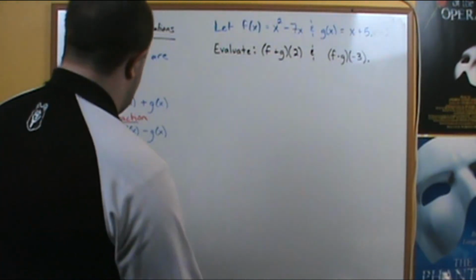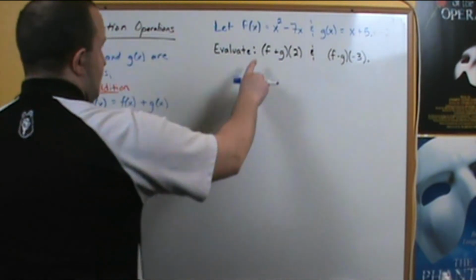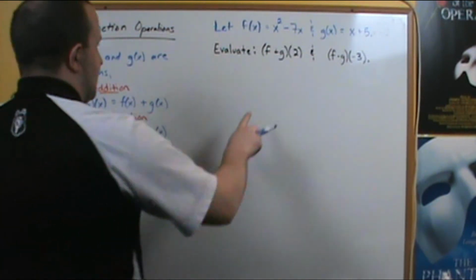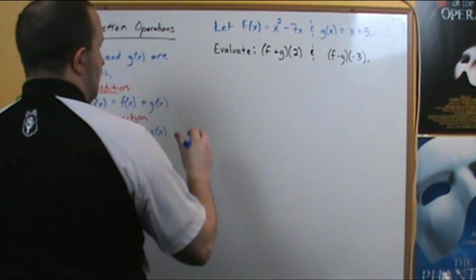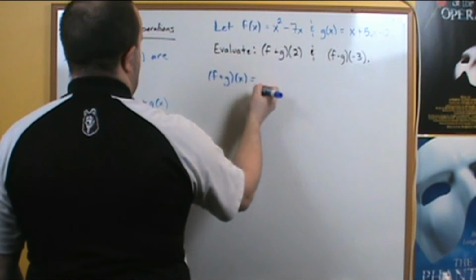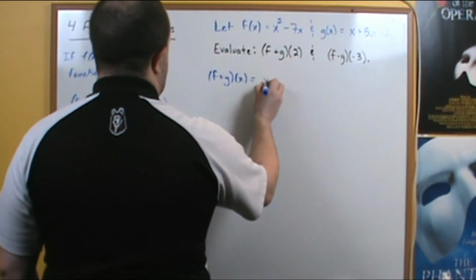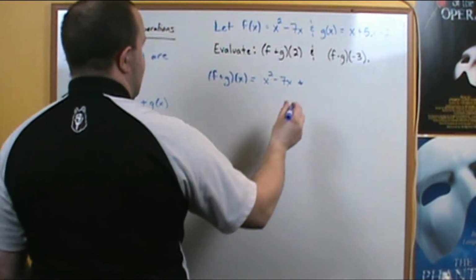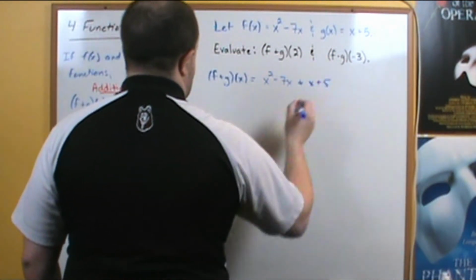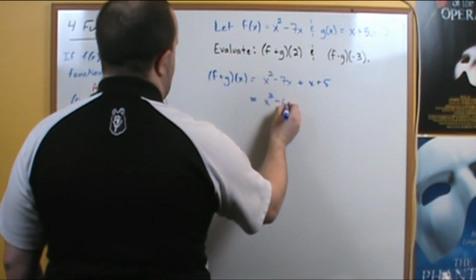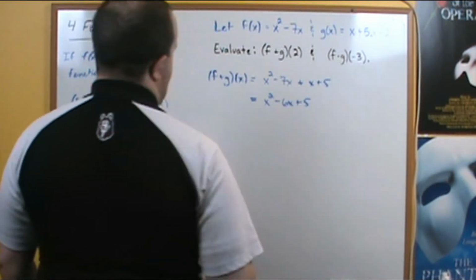So first off, let's look at these two functions here: f of x is x squared minus 7x and g of x is x plus 5. Let's first evaluate f plus g at the value of 2. So if we look at f plus g of x in general, that's going to be the function f of x, which is x squared minus 7x, plus the function g of x, x plus 5. Combining like terms gives us x squared minus 6x plus 5.